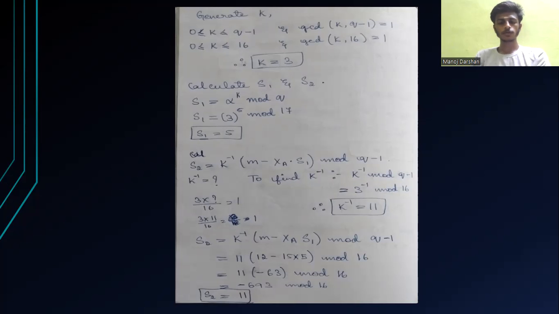Now we are going to directly calculate S2. S2 is equal to k inverse into m minus xa S1 mod q minus 1. We just found out the value of k inverse, that is 11. We know the value of m, that is 12, minus xa, we know 15, and S1 we know is 5. 5 into 15 is 75. If we subtract 75 from 12, we get minus 63. If we multiply minus 63 with 11, we get the value minus 693. If you apply mod 16 to minus 693, we get the value that S2 is equal to 11.